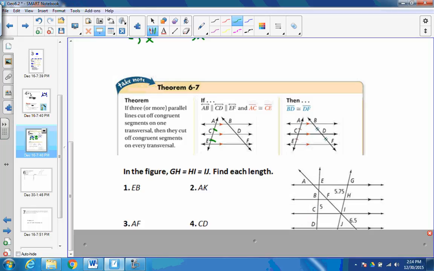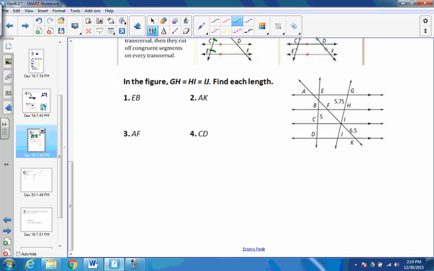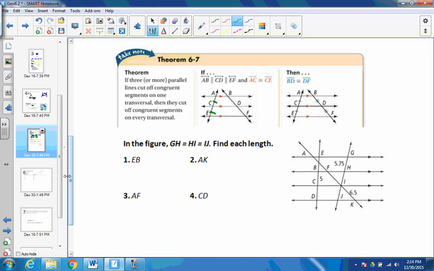So if we look at this one down here, here's a couple examples. I know this is a little bit different because we're not dealing exactly with parallelograms, but it's in here for a reason. In the figure, GH is congruent to HI, which is congruent to IJ. So we have these labeled, they're all congruent. That means we have four parallel lines. Any other transversal, the lines would be congruent between them. So find each length. Well, we know that these would all be congruent.